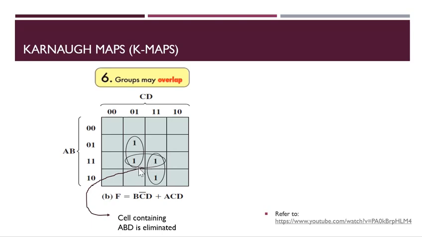When we want to do the simplification, we can eliminate or ignore the overlapping group. For example, this one, the cell containing ABD, this one can be totally eliminated because it overlaps with the other two groups.